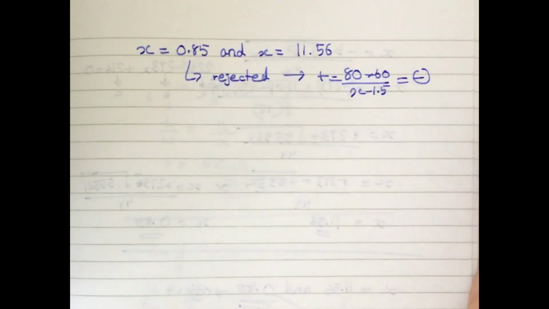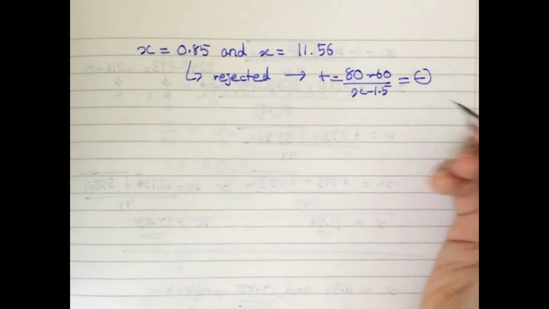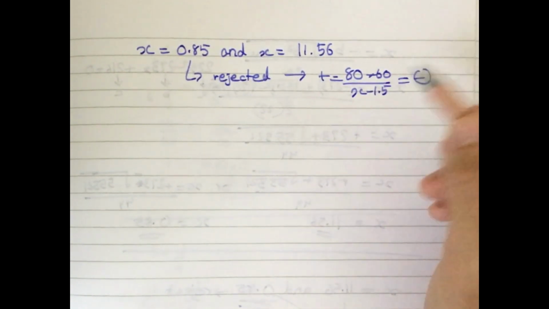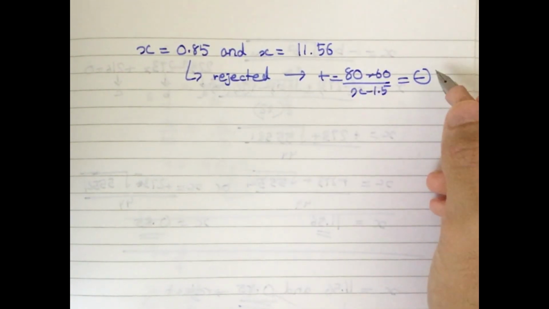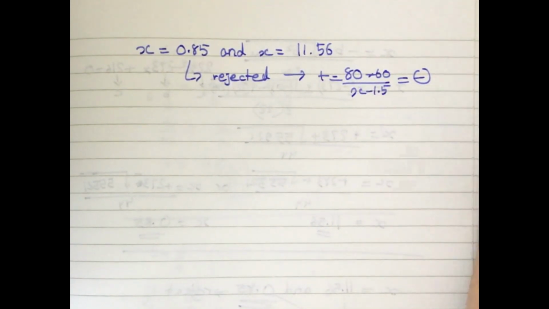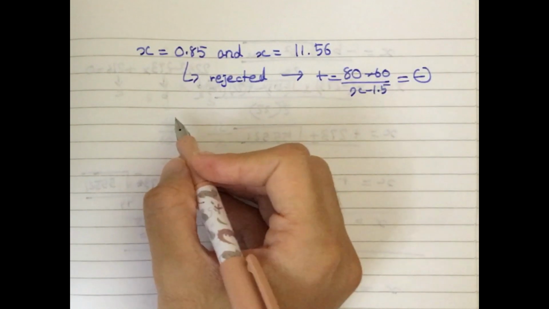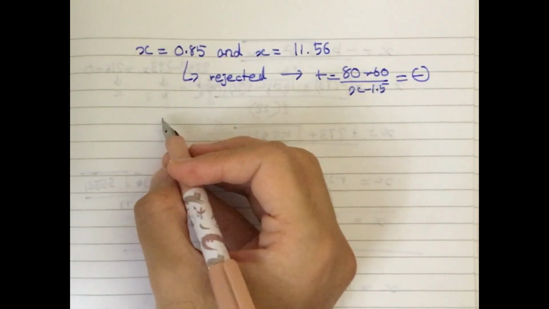And the time cannot be negative. The time cannot be negative, because it's a scalar quantity, right? Scalar quantity means it only has magnitude. Magnitude means it has value, only value, no positive or negative signs, right? So this thing now has a negative sign, so you can't consider this value. So I have to consider this value right over here, right?